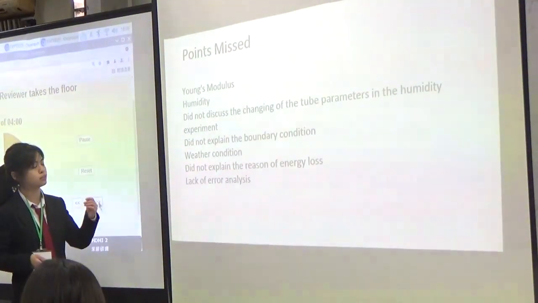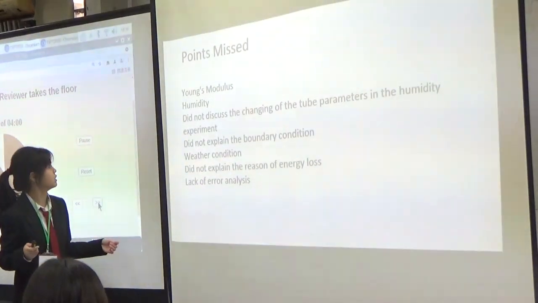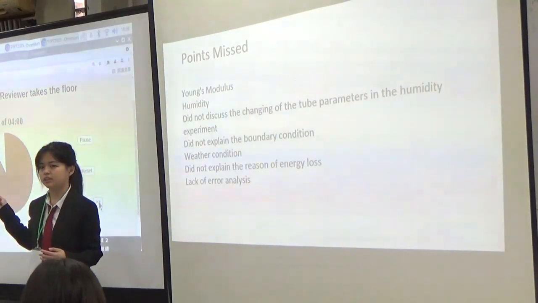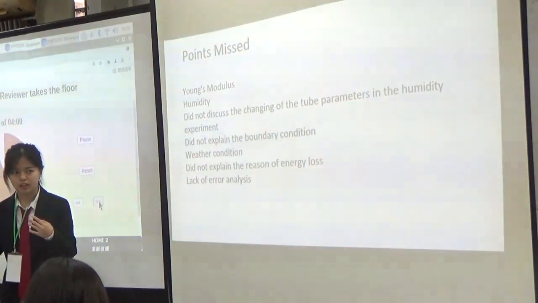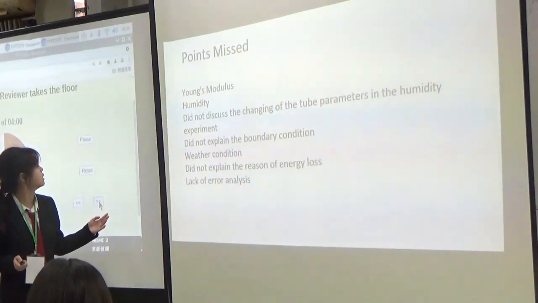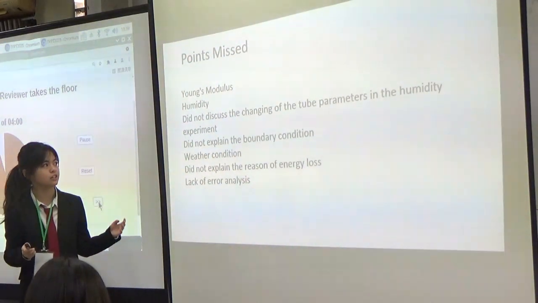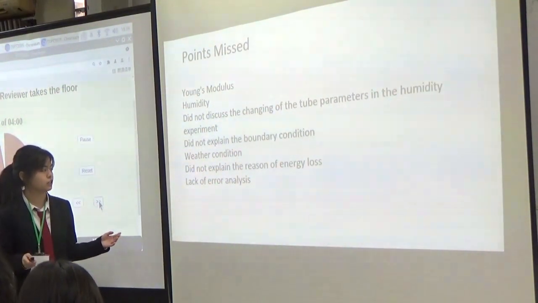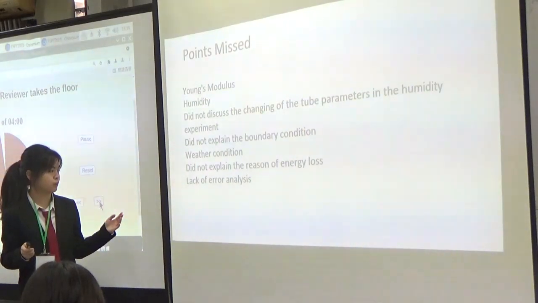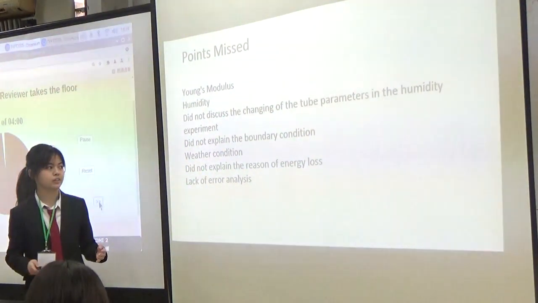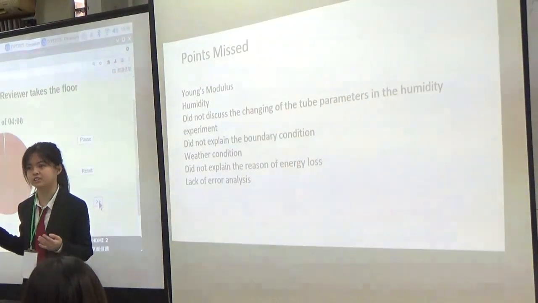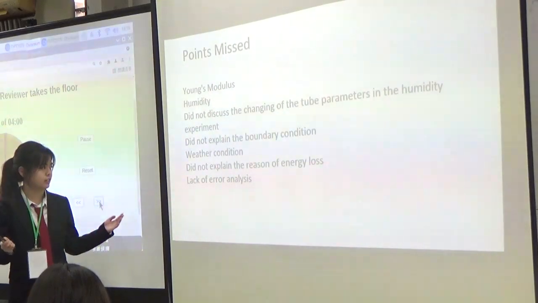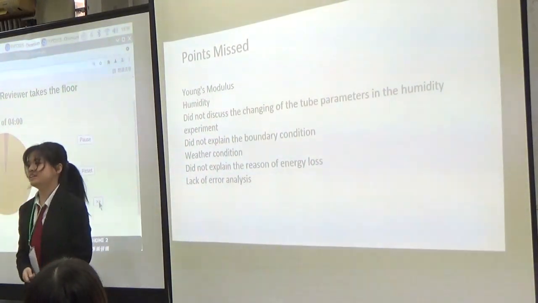And here's about the points missed. They failed to discuss the effects of Young's modulus because they didn't do a lot of experiment points, and also did not discuss the changing of the 2 parameters in the humidity experiment, and they didn't explain the boundary condition and the weather condition. And also they didn't explain the reason of energy loss. We didn't hear it in the discussion, and the opponent and the reporter didn't discuss error analysis. Okay, thank you.